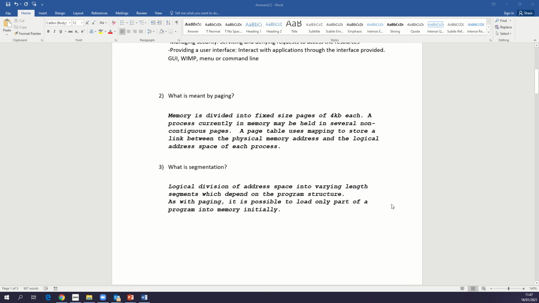Question number 2, what is meant by paging? So remember that we divide memory up into fixed pages, which are 4 kilobytes each. And when we don't have enough contiguous memory, we're going to use something called a page table, which maps the link between the physical memory addresses and the logical space between each section of memory. This is because, remember, we can't store all of that process in one block. So we split it up and split it between memory.